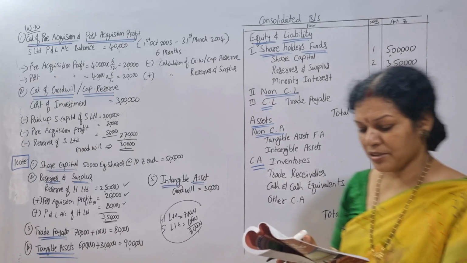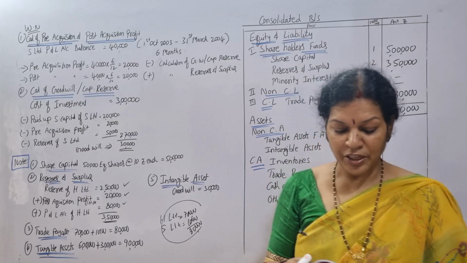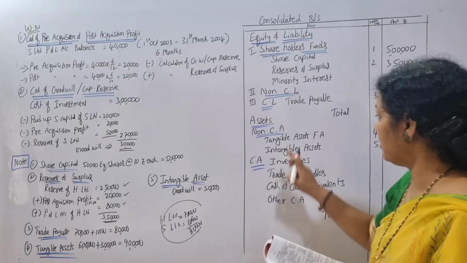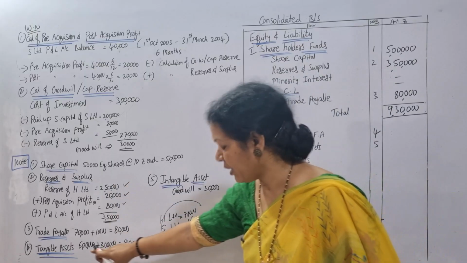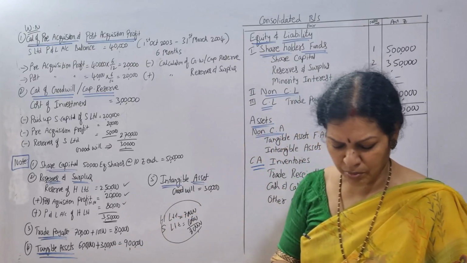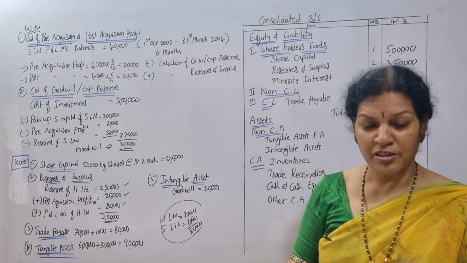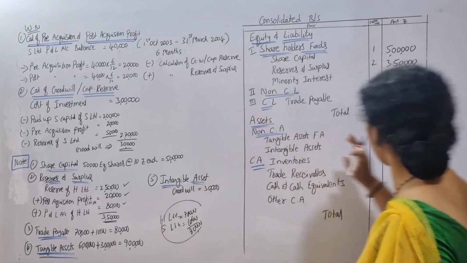Now let's focus on the asset side. On the asset side, the first thing is tangible assets. This is shown in working note 4, tangible assets. In the same way you can write. H Limited is how much? 6 lakh. S Limited is 3 lakh. 6 lakh plus 3 lakh is 9 lakh. 9 lakh will be written here.